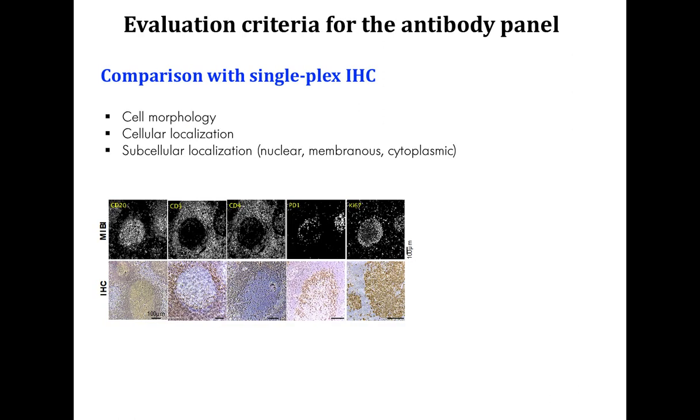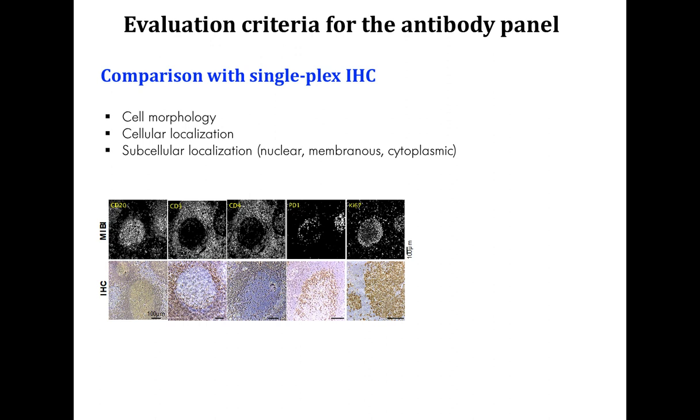To conclude, the evaluation criteria for the antibody panel is performed by comparing the MIBIscope expression pattern to the conventional single-plex chromogenic IHC. An example of how the comparison of selected markers is carried out is reported in our recent publication in Cell, where we show how the expression pattern in tissue for each marker analyzed was equivalent in both single-plex chromogenic IHC and MIBI samples. As you can see from this figure, the cell morphology and cellular localization of the study markers is comparable between the two assays.